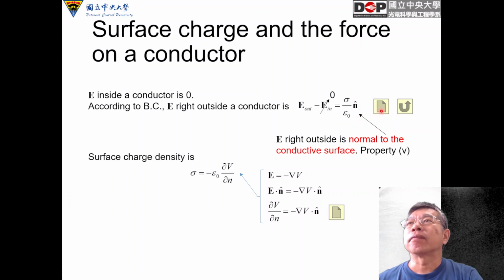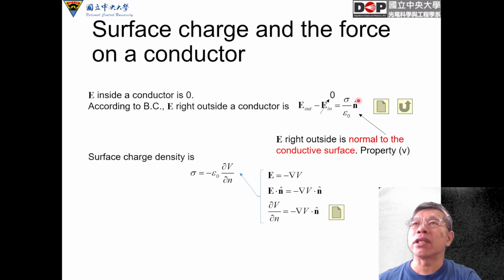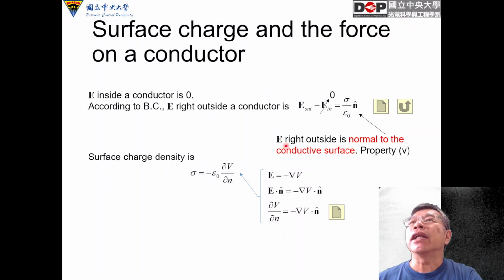And so what we say is, if the inside is zero, then the outside electric field must be this much, which is proportional to the surface charge density and pointing outward. Okay, and we say it's normal to the surface. So that checks out. So the electric field is pointing out. So the electric field right outside is normal to the conductor surface.